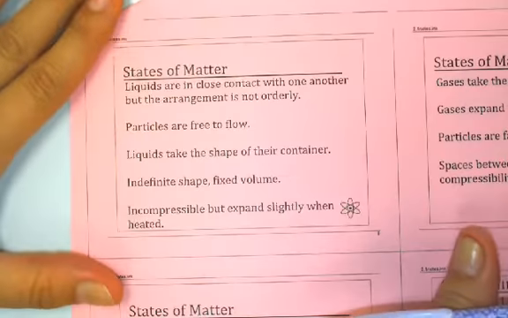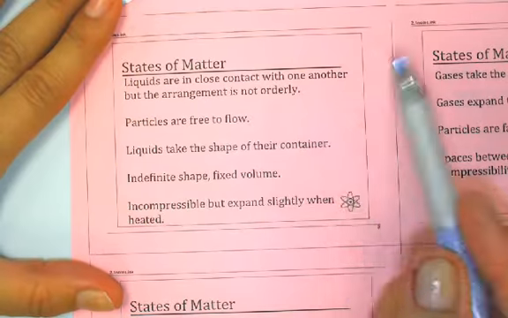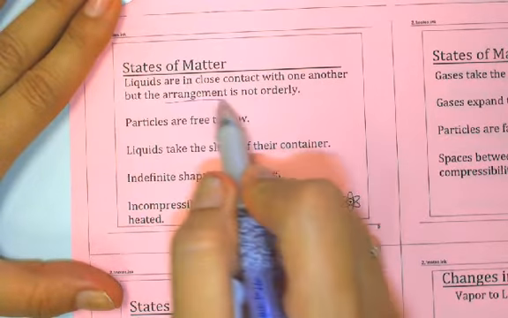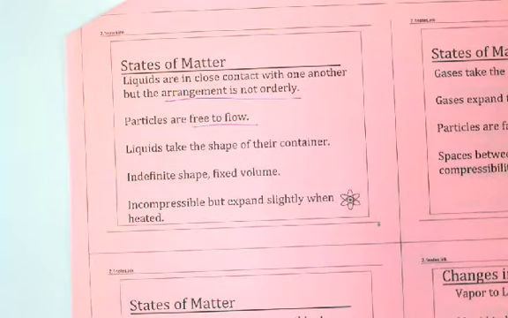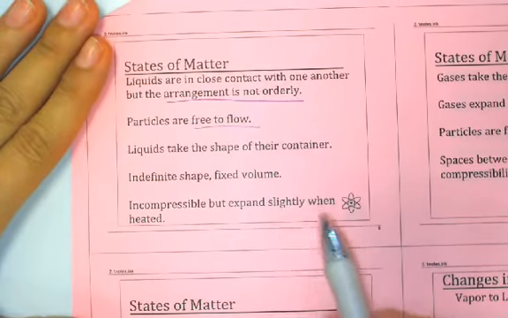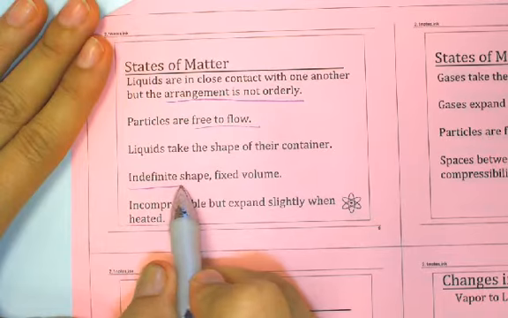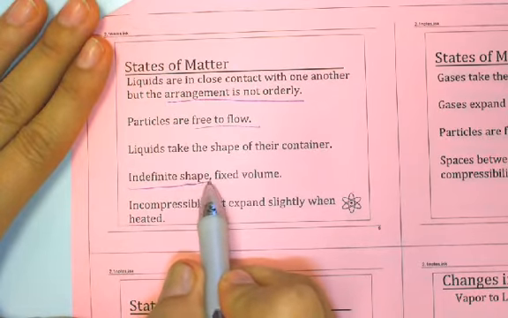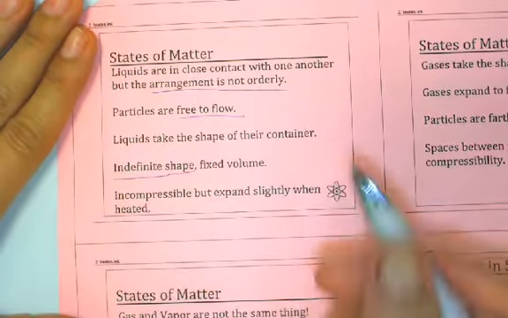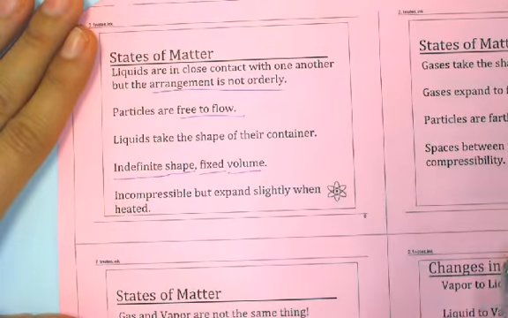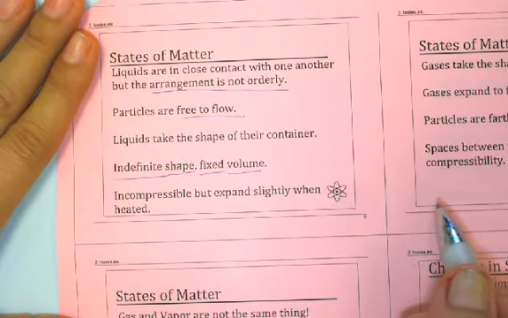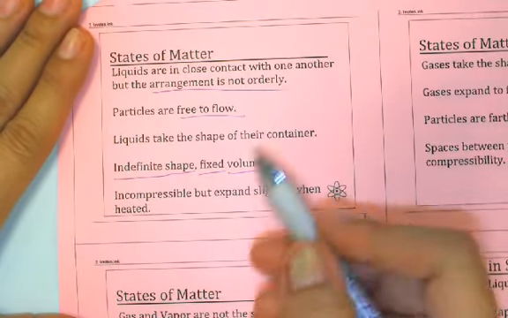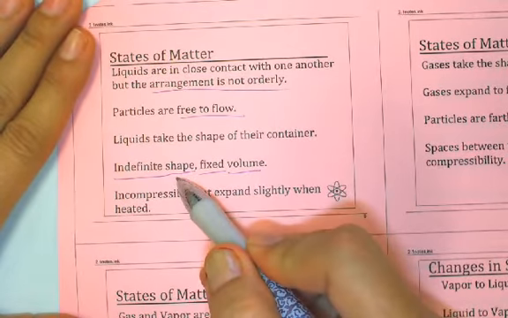Moving on to liquids. Liquids are in close contact with one another, but the arrangement is not orderly. The particles are free to flow, and we describe them as having an indefinite shape, meaning they can take the shape of a different container, but a fixed volume. That means I'm not changing the volume if I pour from a small glass to a big glass, but I am changing the shape.